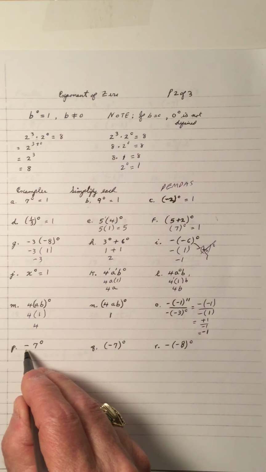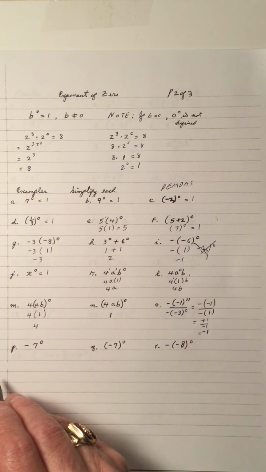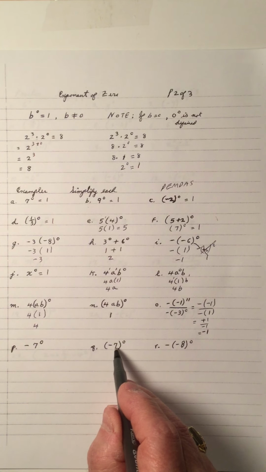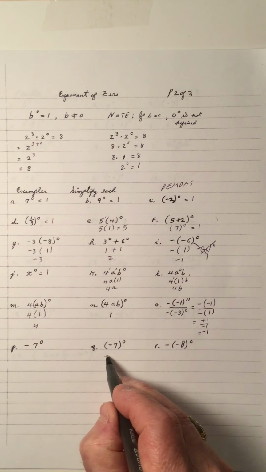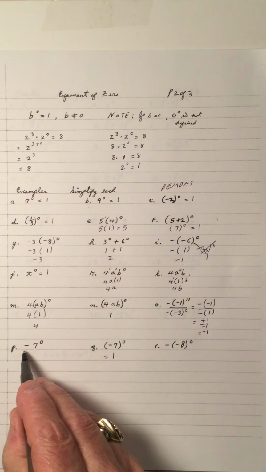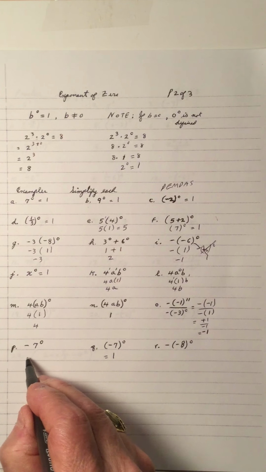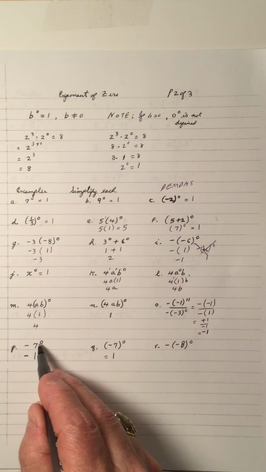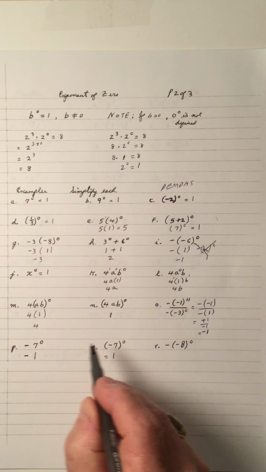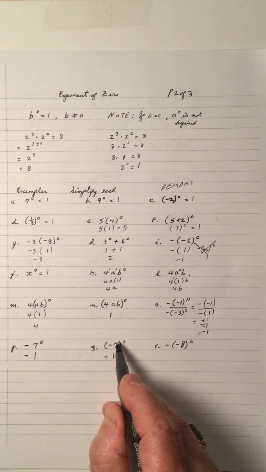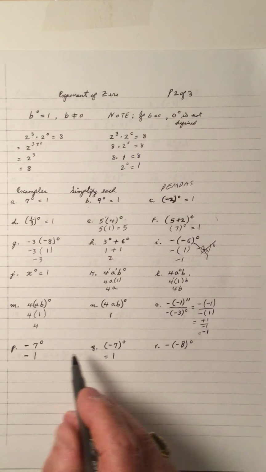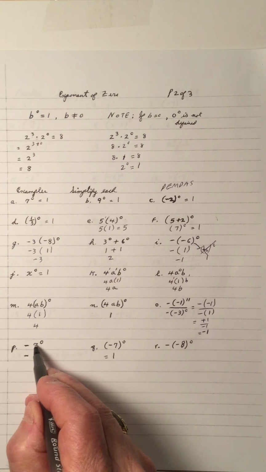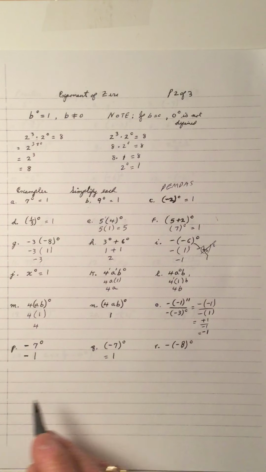Notice in P, you have the negative of 7 to the 0. Over here, this is negative 7 raised to the 0 power, so that's a 1. This is the negative of 7 to the 0, so that's the negative of 1. Notice the 7 is with the 0 power, not the negative. So note the difference. This is raised to the 0 power, but here only the 7 is raised to the 0. So that's the negative of 1. No matter what this is, that's going to be a negative number.